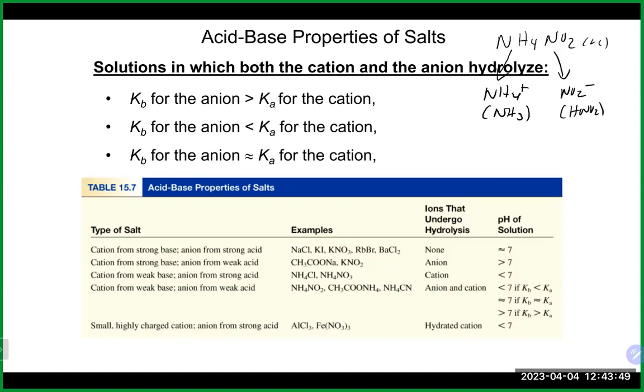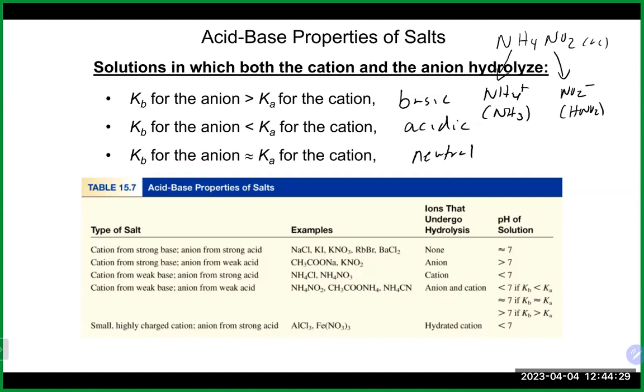So what we do in those situations is we compare the Ka value to the Kb value, and pretty much whichever one is larger is what type of calculation you would do. So if you compared the Kb to the Ka value, and the Kb was larger in this case, you would do it as a basic sort of solution. If the Kb is less than the Ka value, you would do the Ka calculation and do it for acidic conditions. And if they're about the same, it would be neutral in that case.